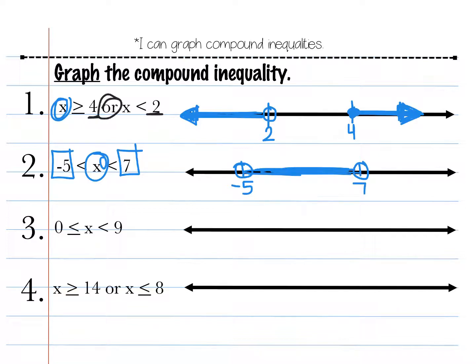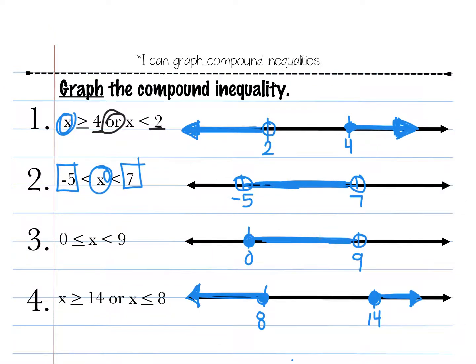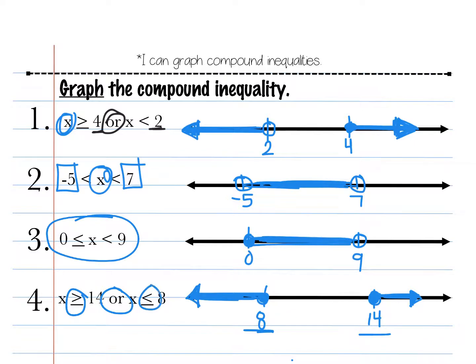So go ahead and pause the video, and I'd like you to try 3 and 4 on your own. Alright, so hopefully you were able to see that this is an and situation, so it's going to be shading in between. This is an or situation, so I'm going to have the arrows going opposite directions. My smaller number comes first, my larger number, and they are both included in the solution set, so they are shaded in. Whereas up here, 0 is a solution, so it's a dot, but 9 is not, so it's an open, meaning it's up to this point, but it doesn't include.